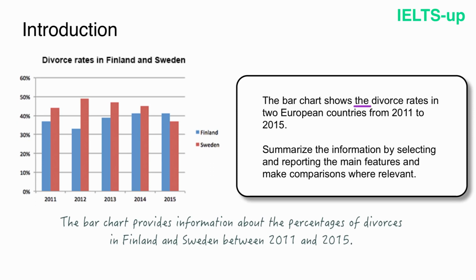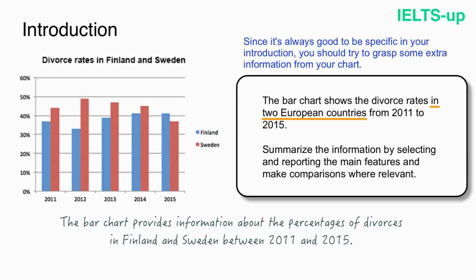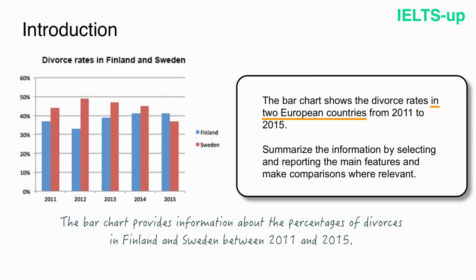Instead of the phrase divorce rates, I used the phrase percentages of divorces. After that comes the phrase in 2 European countries. Since it's always good to be specific in your introduction, you should try to grasp some extra information from your chart. What are those 2 European countries? Do we know? In fact, we do! Those are Finland and Sweden. So we'll use this information in our introduction by writing in Finland and Sweden.